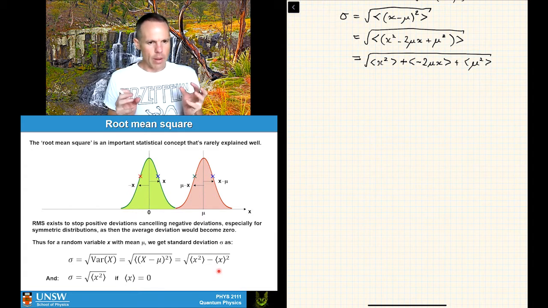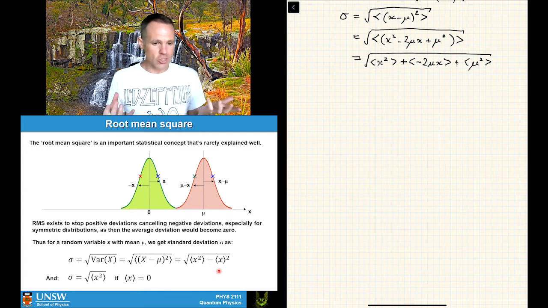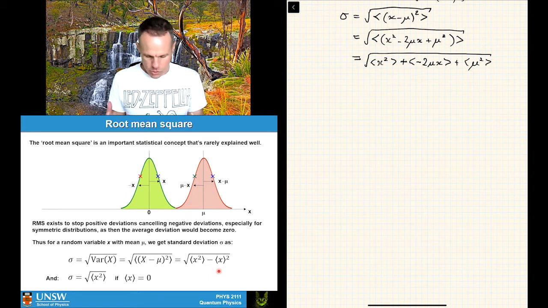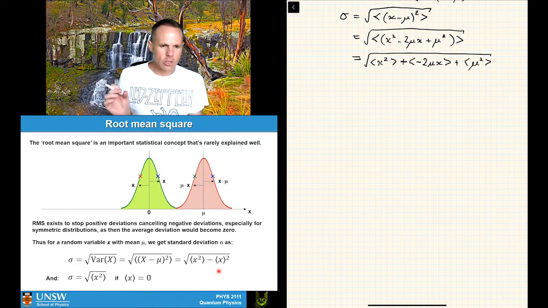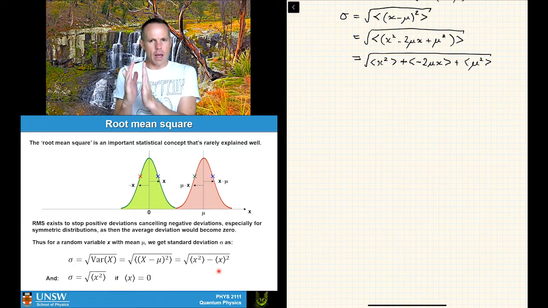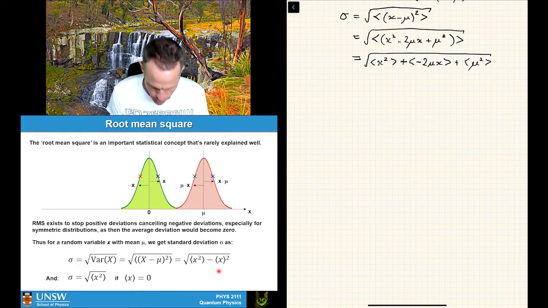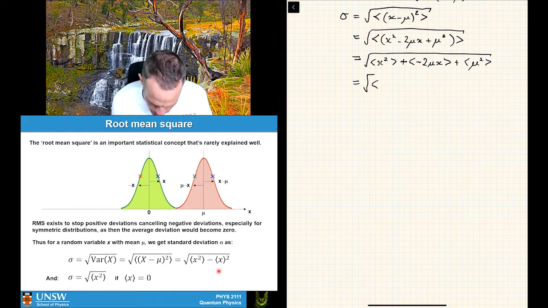is just a number, right? So the average of a number is just a number. It's sort of meaningless to have the average of an average. It's just already the average. And as you know, if you're taking an average of something times every single number, you can pull that number out of the front of the average. So what we can do here is write this as the square root of the average of x squared minus 2 mu average of x plus mu squared on the end there.